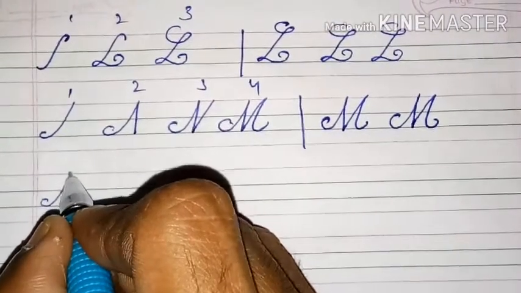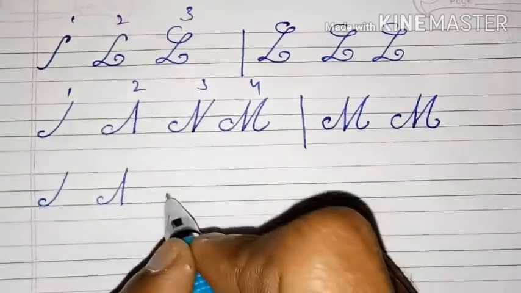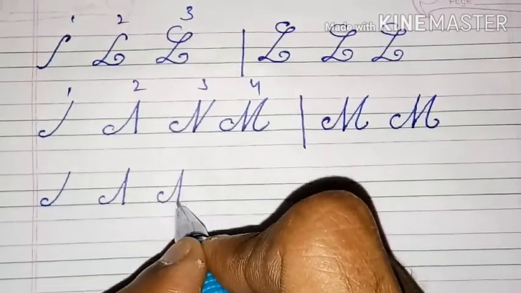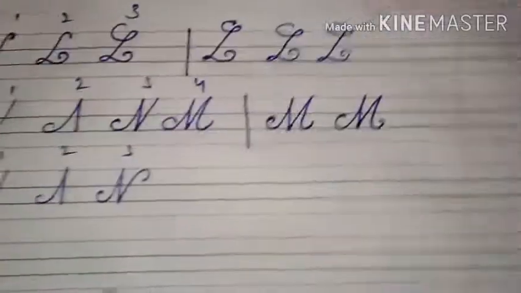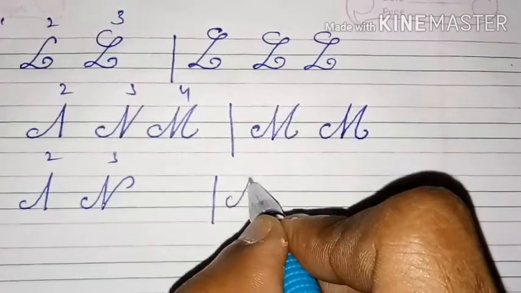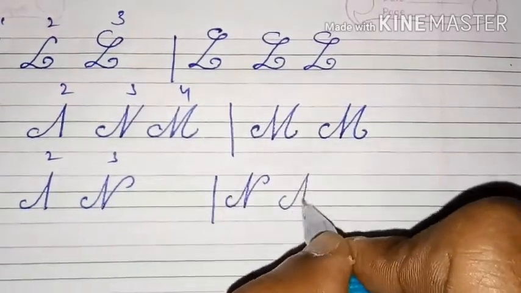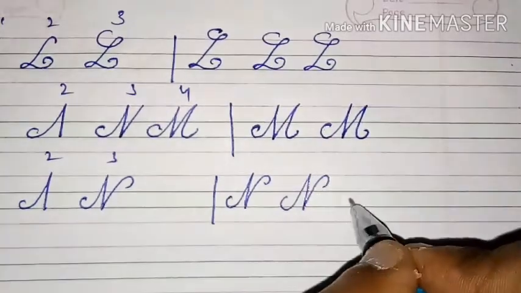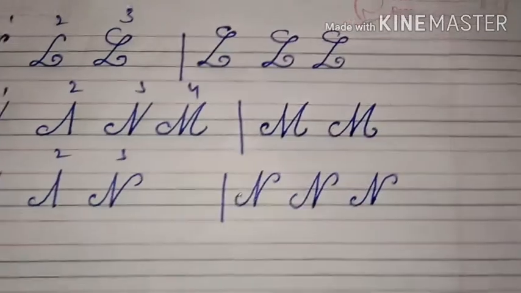Next, N. Once you know the letter M, you can easily write N. Same stroke as we have written here, and straight line. 1 and straight line, and like this. 3 strokes. 1, 2 and 3. It looks nice.